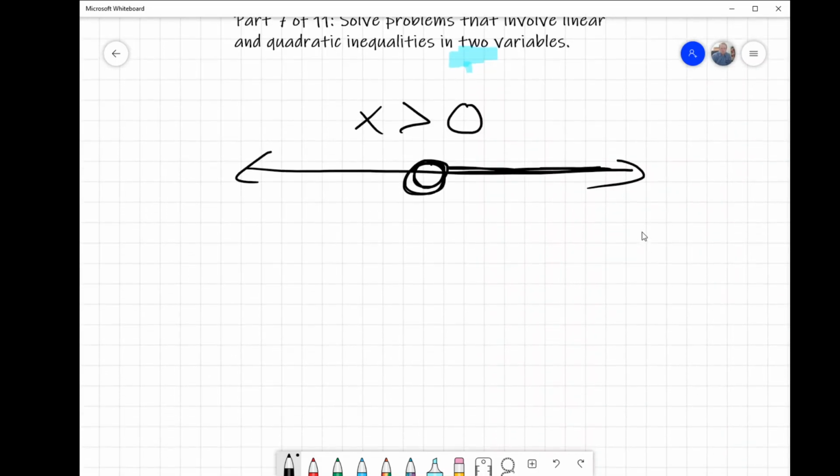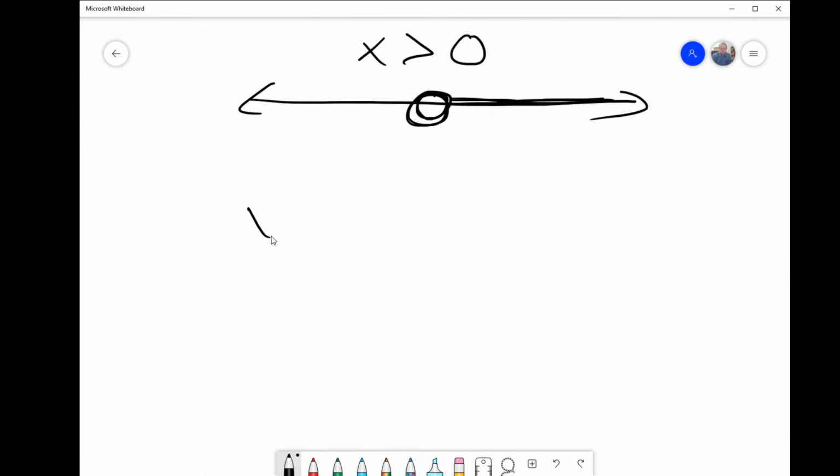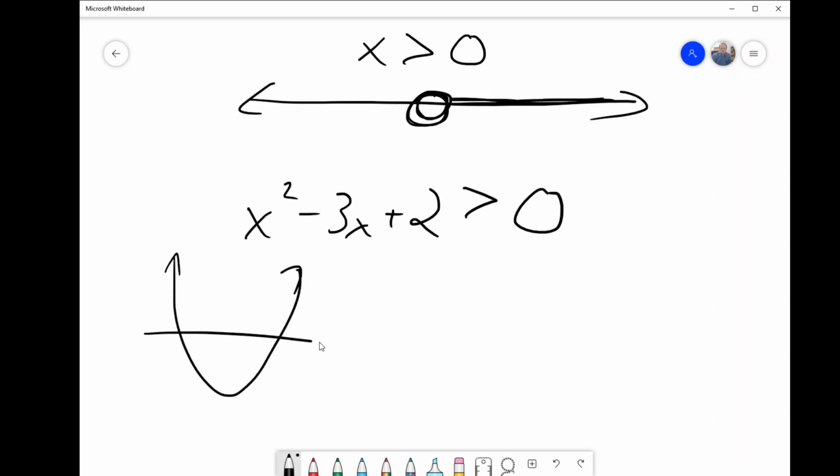But what happens if we have an inequality more like x squared minus 3x plus 2 is greater than 0? So when is that true? This is a quadratic inequality in one variable. If we were to graph it, it has roots at 1 and 2. So the inequality would be x greater than 2 and/or less than 1. So we'd have two sections.